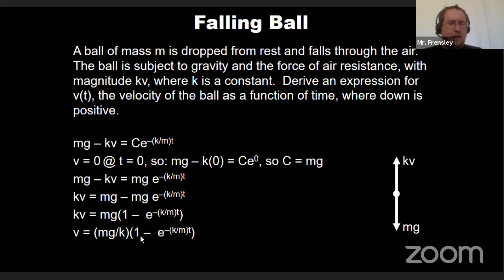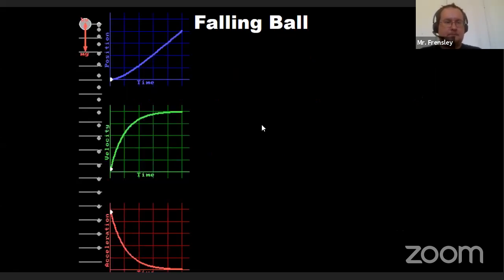This function, 1 minus e to the minus constant t, is a function that starts at 0 and asymptotically approaches 1. So then the velocity is going to start at 0 and asymptotically approach mg over k. Mg over k is the final terminal velocity of a falling ball.